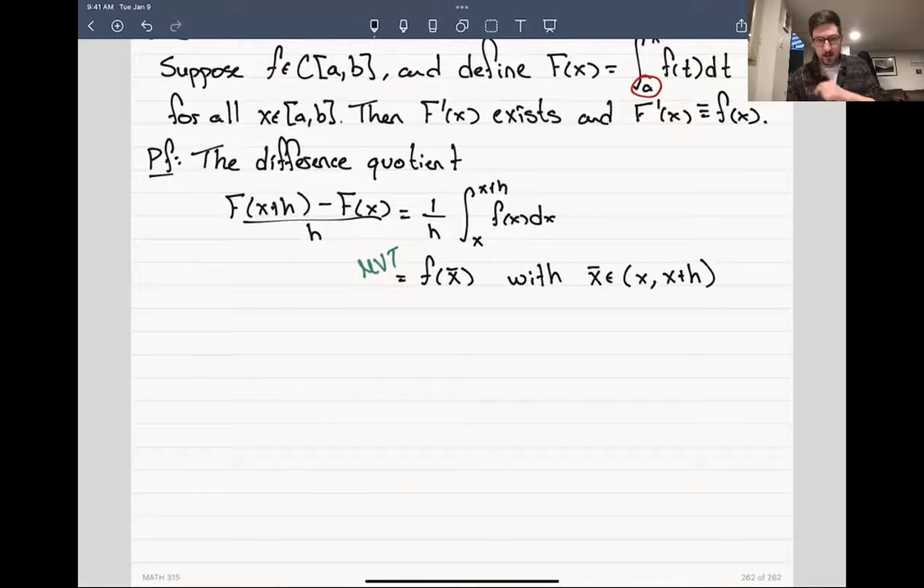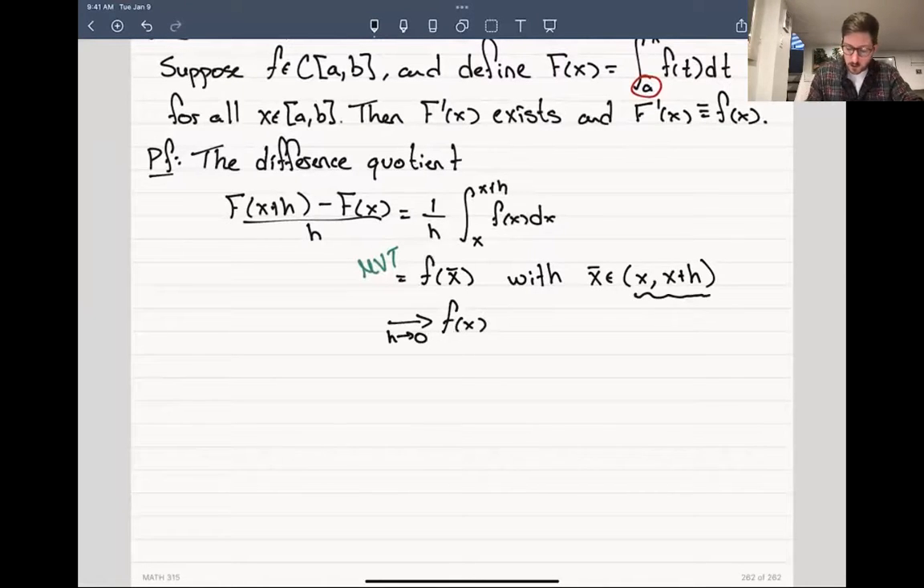It's in the middle of that little interval. Now, what you can see here is that f of x bar, as h goes to 0, well, then this little interval that x bar has to live in gets smaller and smaller. You get crushed into x. And so, of course, this thing converges to f of x.